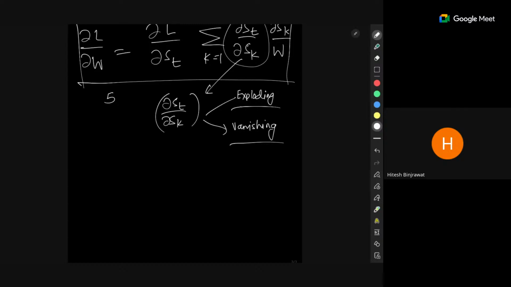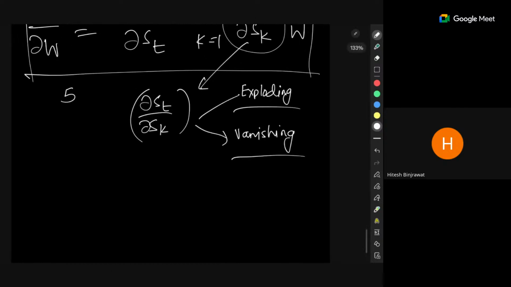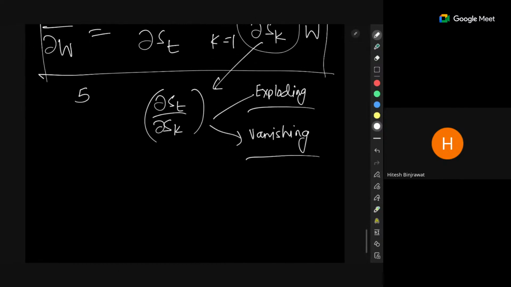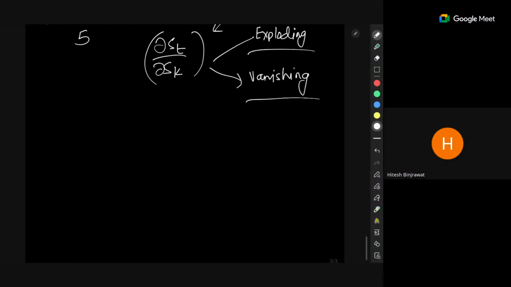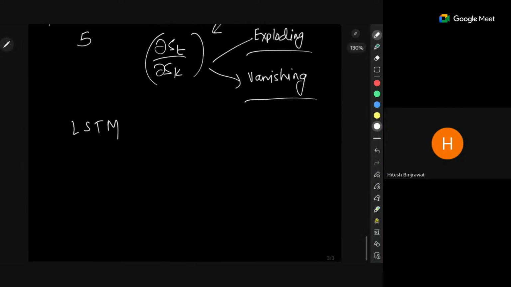But with vanishing gradients you can't do that, because they are shrinking and shrinking, and if you put a lower limit that it should not go beyond this value, it will not work. So this clipping part will not work with vanishing gradients, because generally gradients are very small in nature. To handle that, the LSTM architecture came into the picture.